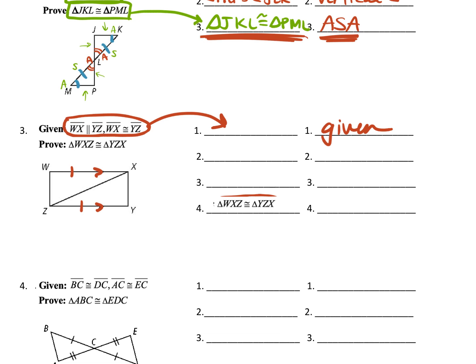Tell me what you know. Aiden. ZX is congruent to ZX, okay? ZX is congruent to ZX. And why is that? That's reflexive. By the way, a lot of you on your quiz wrote reflective. This is an X, right? Not a CT, reflexive.